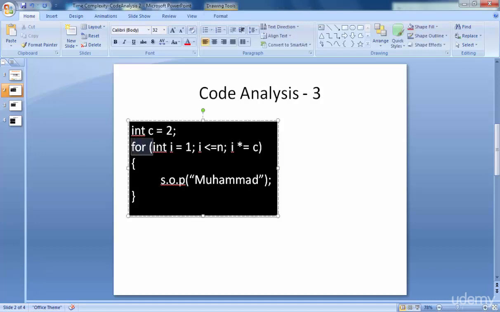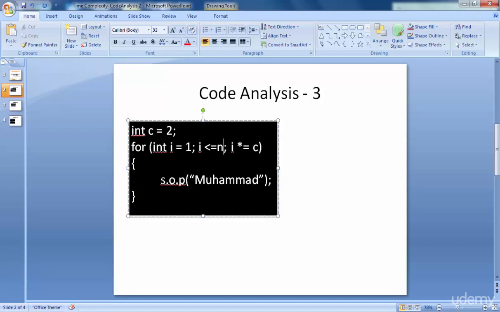We have a for loop that starts from 1 and then goes to n. Now, the interesting part is this one. We are multiplying the value by c and then storing the value back to the variable I, right? C is a constant. Now the value of c is 2. The value of n is undefined because we do not have any concern with n, because whatever the value of n is, the loop will work till that value.